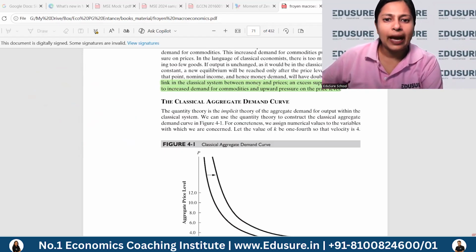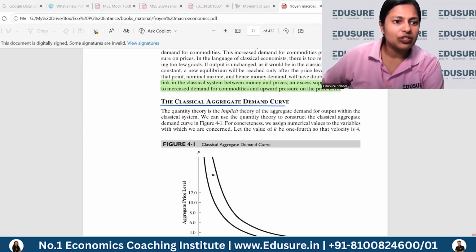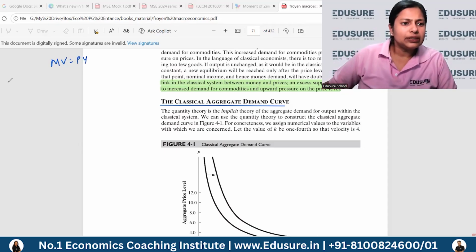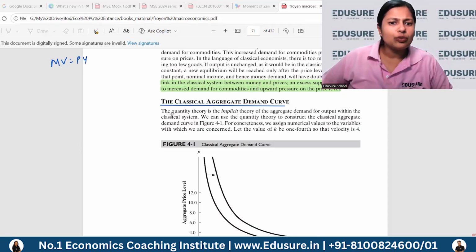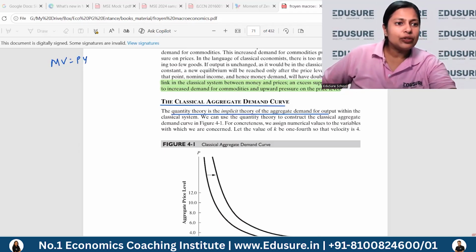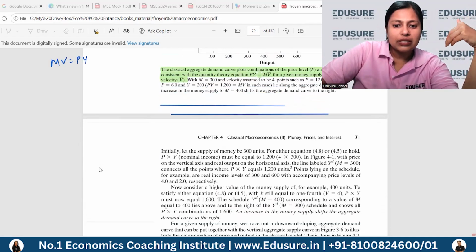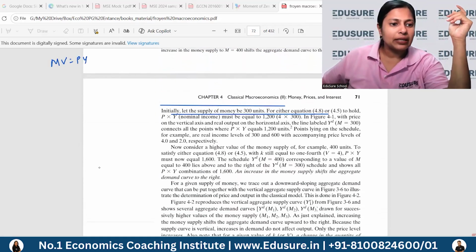So, what is the classical aggregate demand curve? Now, the classical aggregate demand curve is the QTM, which is the MV is equal to PY curve. Okay. So why is this the classical aggregate demand curve? So this is the quantity theory, is implicit theory of aggregate demand for output within the classical system. Okay, so implicit theory matlab that this is how within the system aggregate demand curve is assumed. We assume that this is how aggregate demand is calculated.